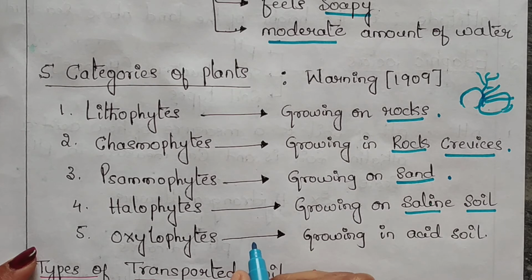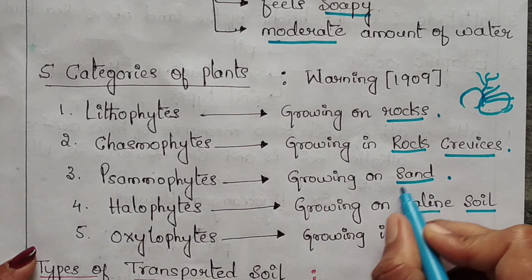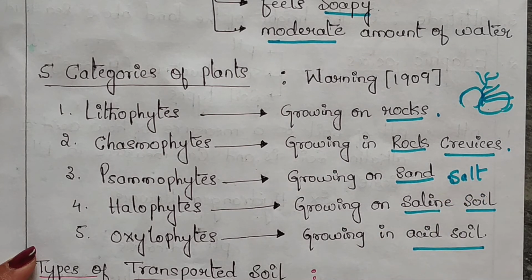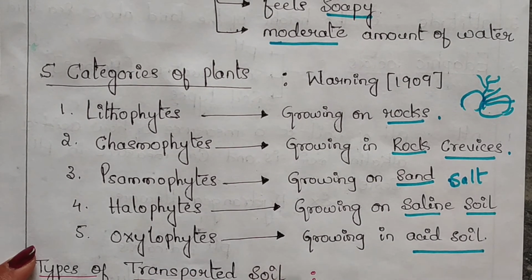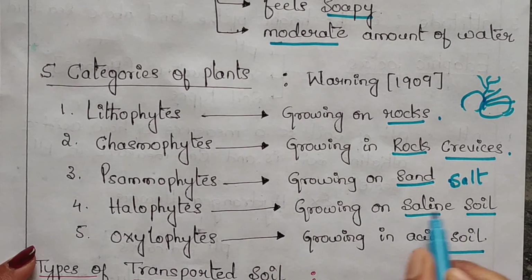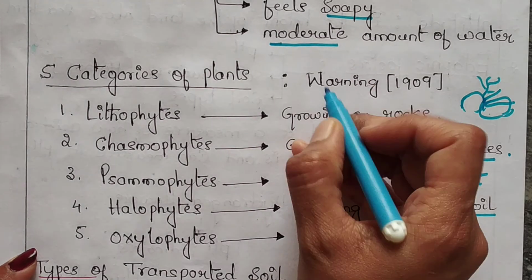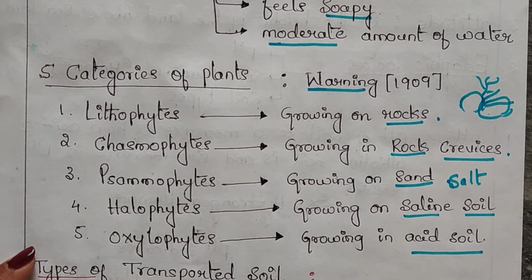Then the next one, the oxylophytes. Oxylophytes are plants which grow in acid soil. Here halophytes means saline soil, that is, soil with more salt content. Then oxylophytes means plants growing in acidic soil. Those plants are called oxylophytes. Okay, these are the categories given by Warming. That's about these 5 plant types.